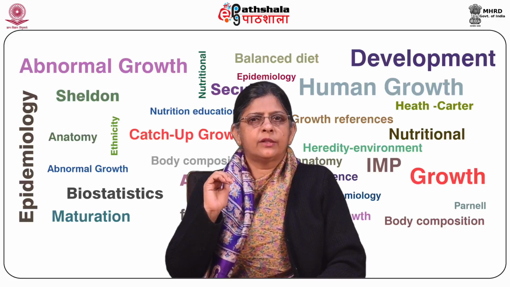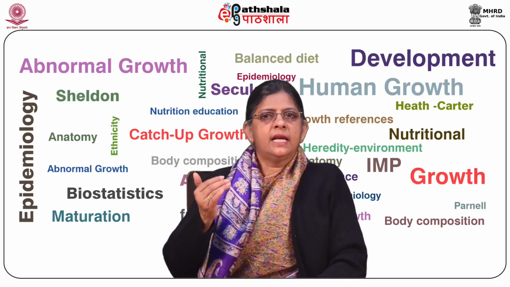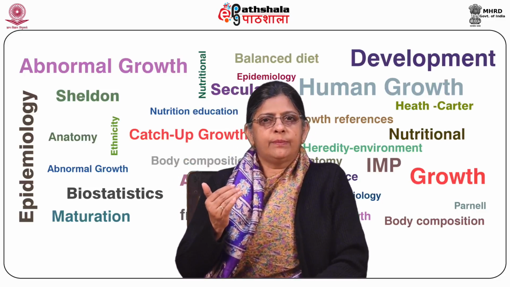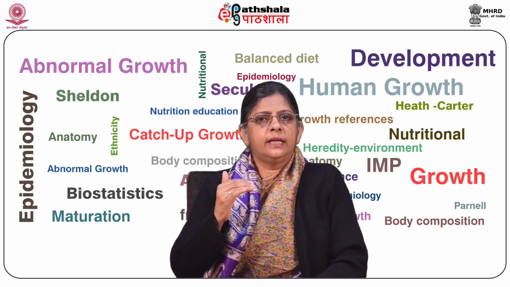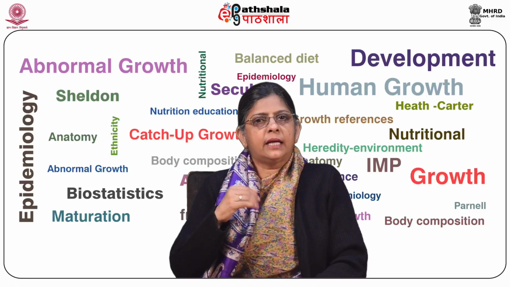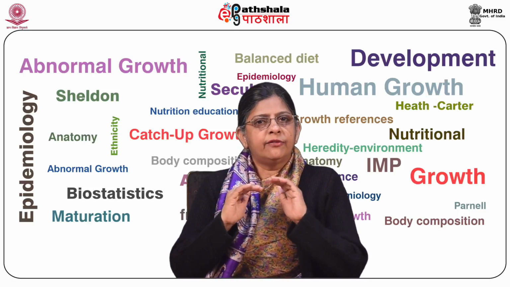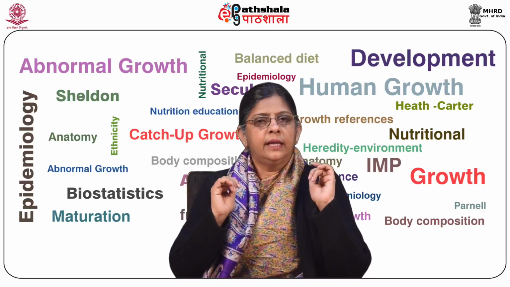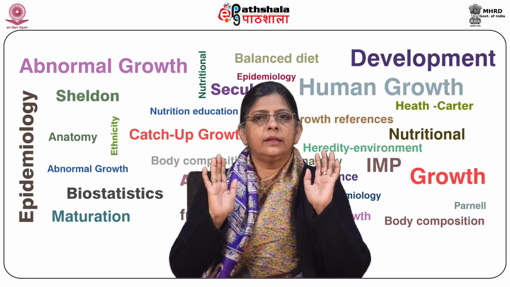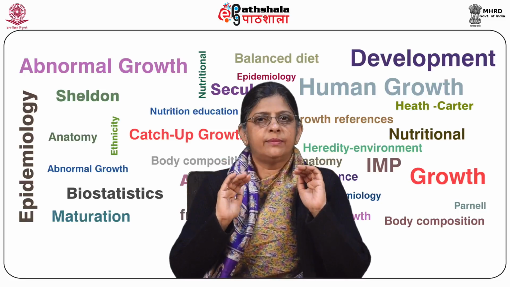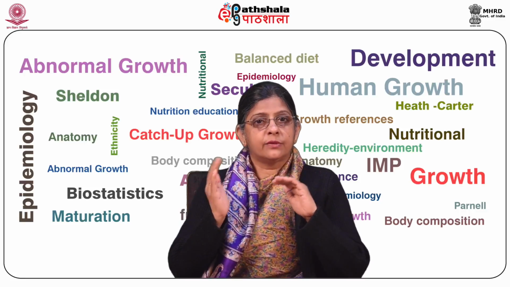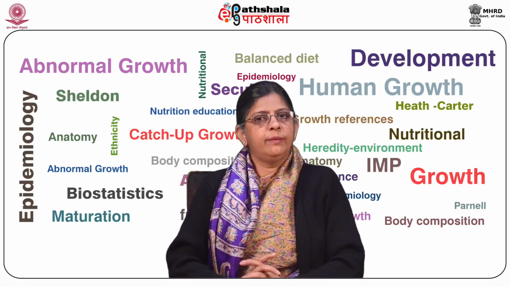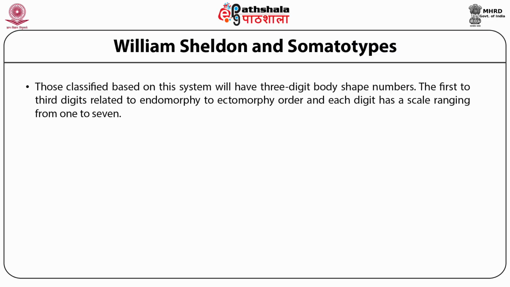Basic tables for somatotyping combine the trunk index, maximal stature and SPI, that is the somatotyping ponderal index, which is the lowest ponderal index on record. The tables are corrected for age and are read differently for men and women. Nothing is said about using them for children or subjects shorter than 137 centimeters for males and 120 centimeters for females. Those classified based on this system will have 3-digit body shape numbers.